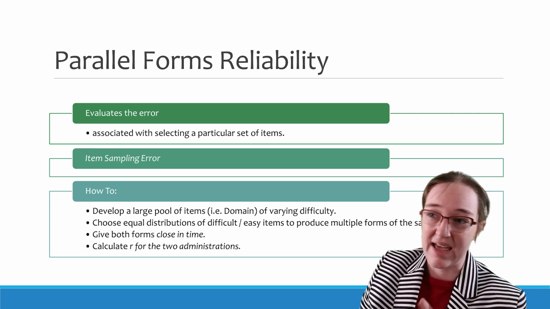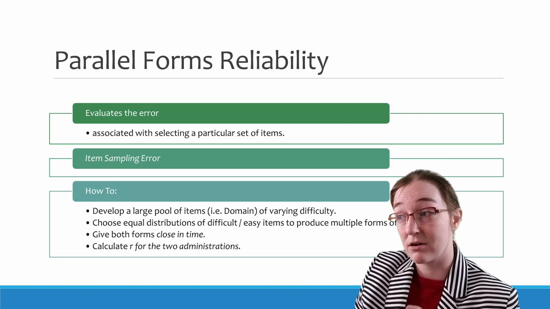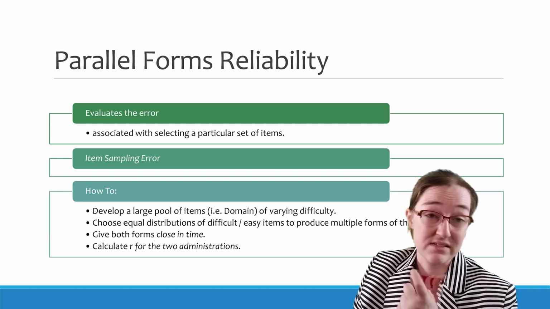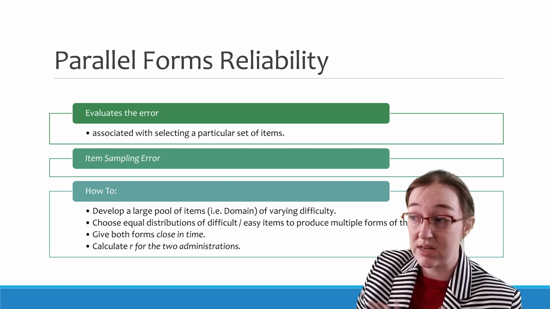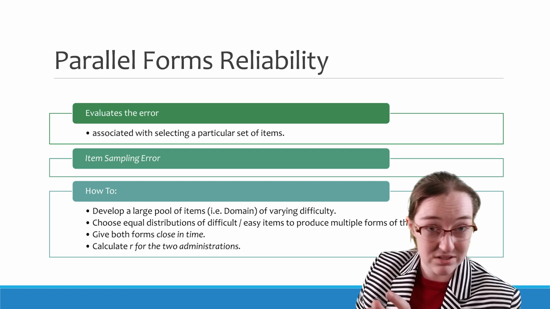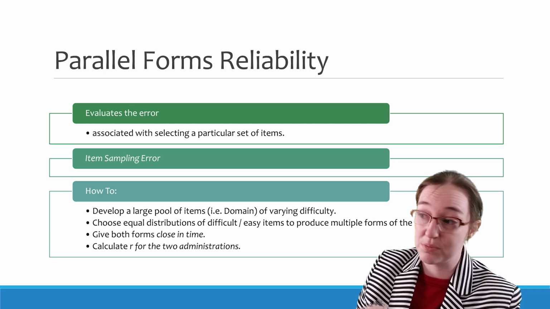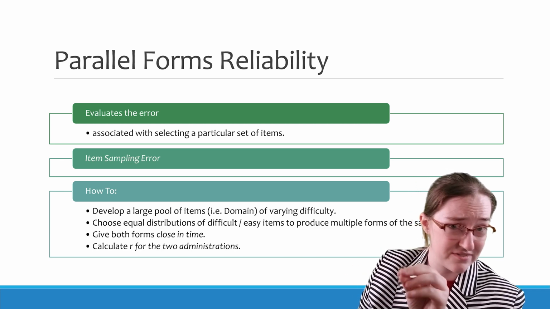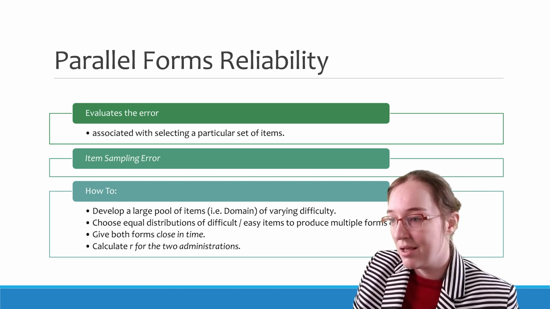All right, so the next one we have is parallel forms reliability. And so here we are evaluating the error associated with selecting a particular set of items. This is, in other words, item sampling error. And so what we do is we essentially develop a larger pool of items of varying difficulty across the domain, and then choose an equal distribution of items that are of various range of difficulty. You want to make sure to match difficulty so when you compare these two performances, you can see what's happening.